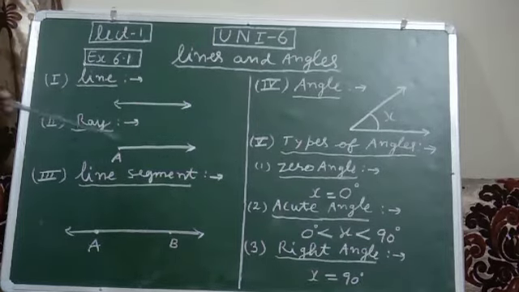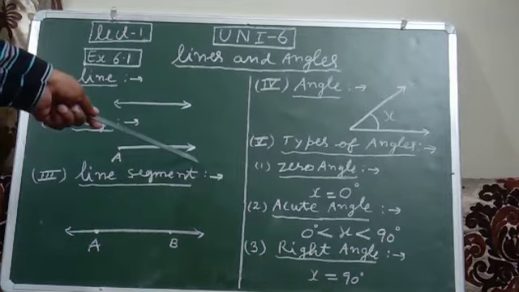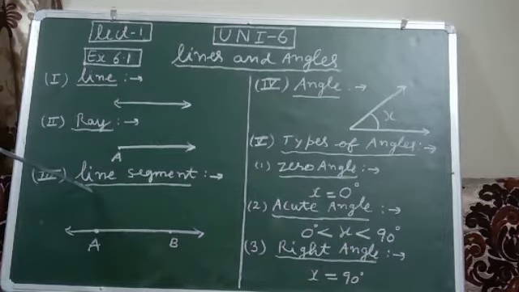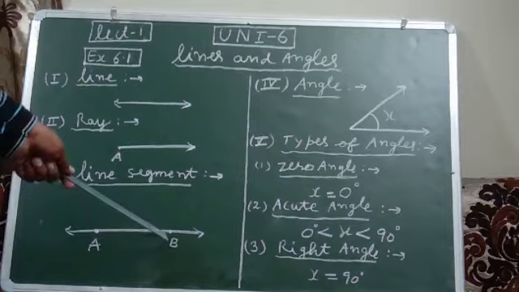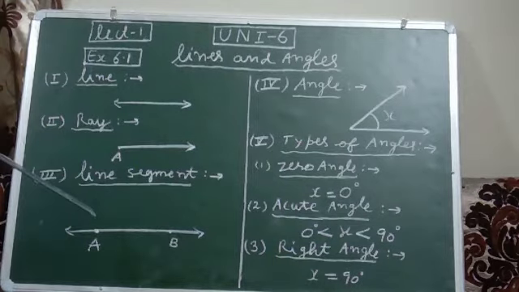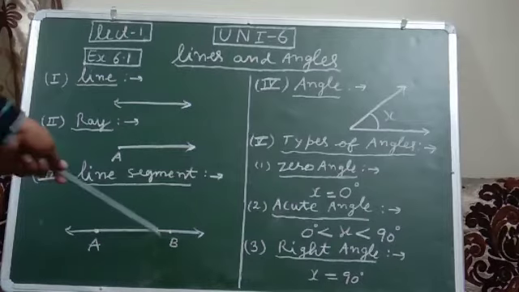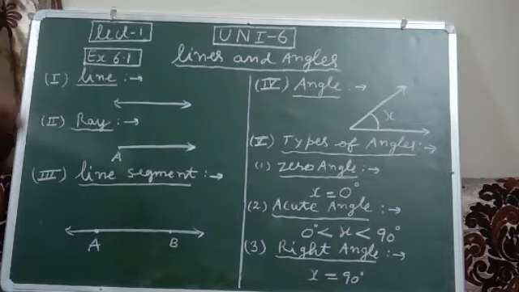Then ray. Any straight figure which can extend in one direction and on the other side we are having one end point is called the ray. Then line segment. Any part of line with two end points, one end point A, other is B, is called the line segment. So line can extend in both directions, ray can extend in one direction, we are having one end point, line segment, any part of line with two end points. So these three you have to study in the beginning of this exercise.